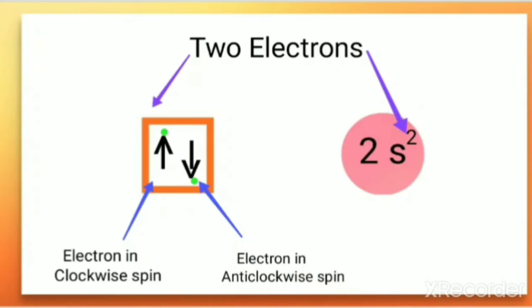It shows that the electron shown by the upward direction is an electron in a clockwise spin, and the arrow represented downwards shows an electron in anti-clockwise spin. As we have learned, electrons have two types of spin, either clockwise or anti-clockwise. So in a single orbital, maximum 2 electrons can be accommodated, and one of the electrons will have the clockwise spin, the other electron will have anti-clockwise spin.